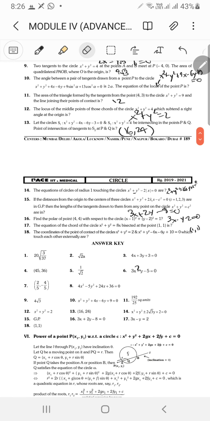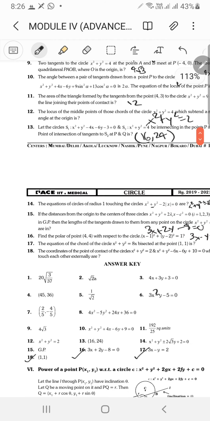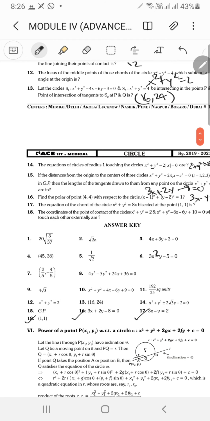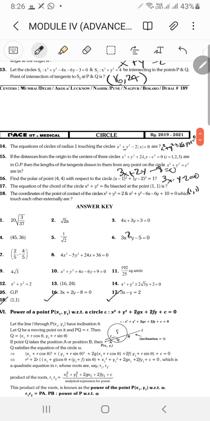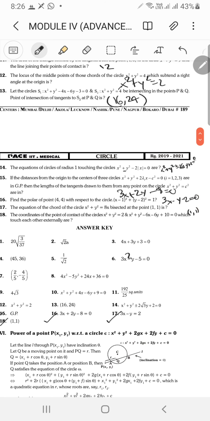Let's check our answers. So let's start with the 18th. (1, 1) is correct. 17th, yes, that's correct. 16th, correct. 15th, they just wrote GP. Okay, so they asked us what these are in. I thought it was prove that they are in GP. So GP. Okay. 14 is also correct.